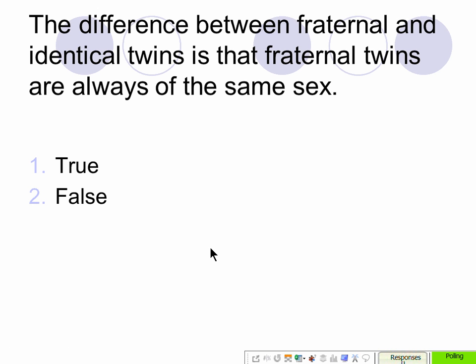So let's answer a few questions here. What is the difference between fraternal and identical? The difference is that identical are always of the same sex.